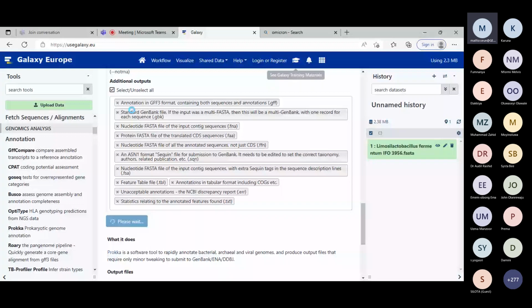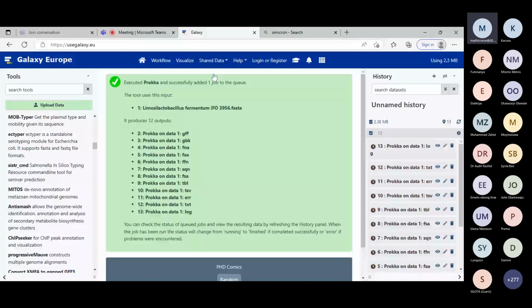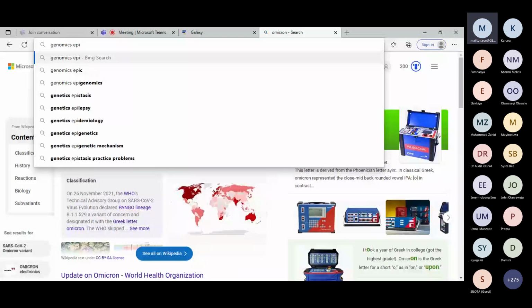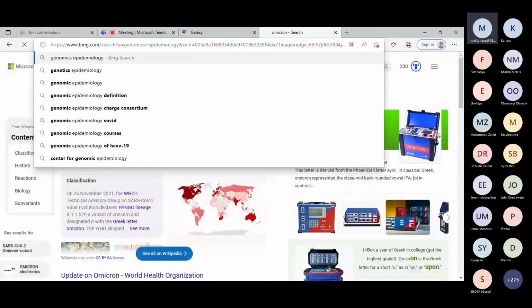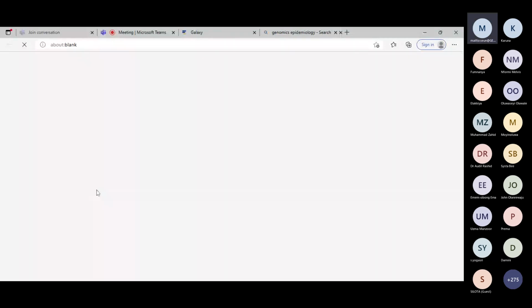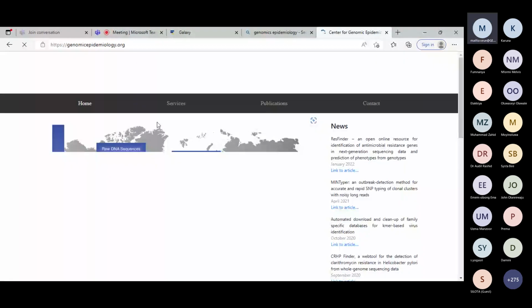The next thing is this could fail because we have not inputted some kinds of files, which is something we're going to do later. I'm just trying to show you some of the things you could do. Then the other kind of pipeline tools we have is genomic epidemiology. This is another kind of database, the Center for Genomic Epidemiology. Just search on Google and click it, and then you have these pipeline tools as well.